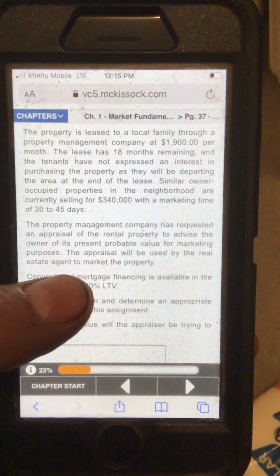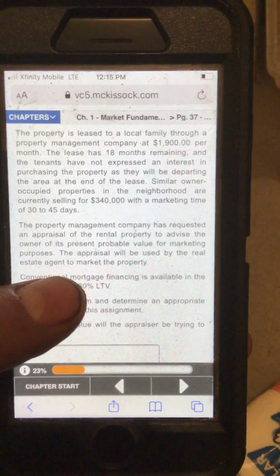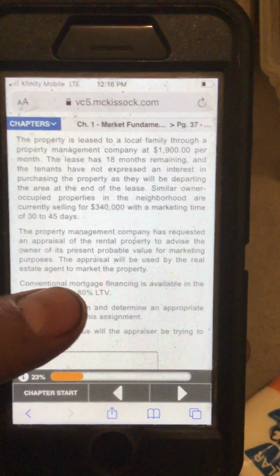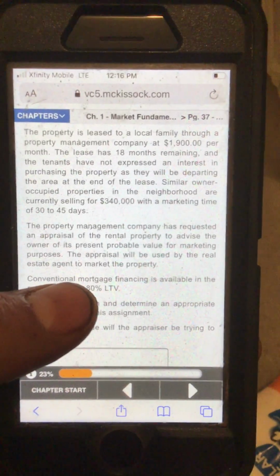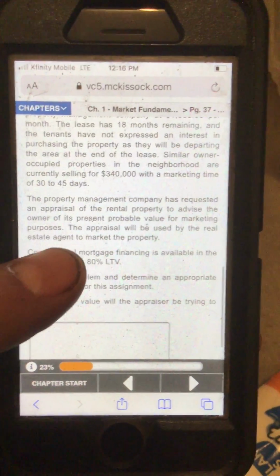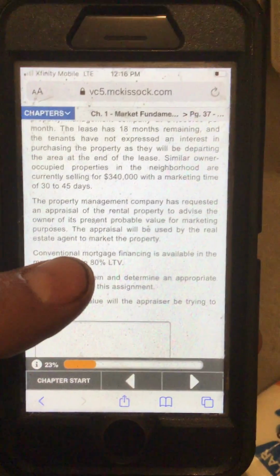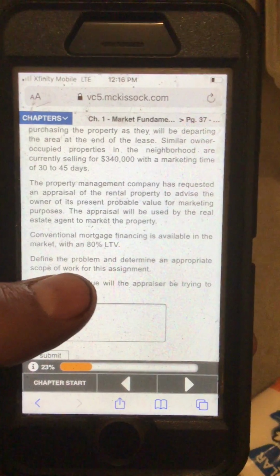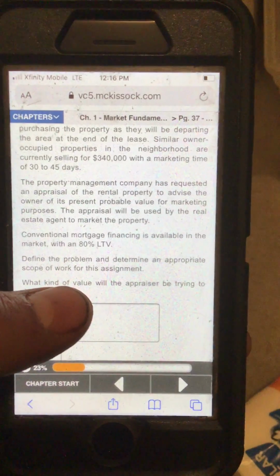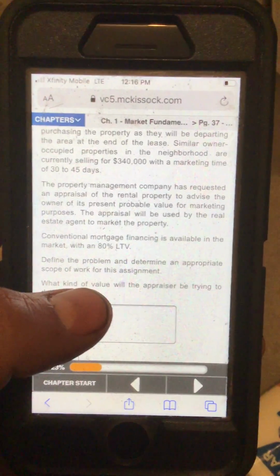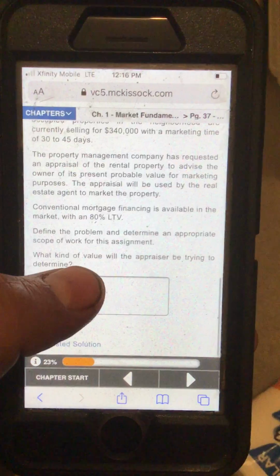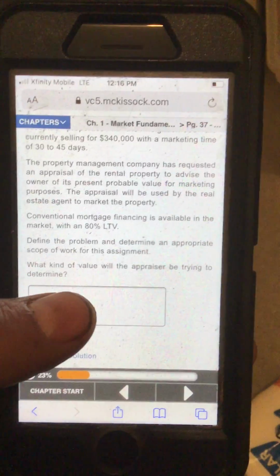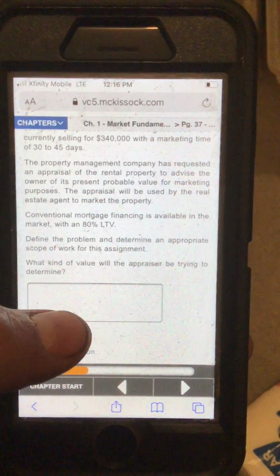The property is leased to a local family through a property management company at $1,900 per month. The lease has 18 months remaining, and the tenants have not expressed an interest in purchasing the property as they will be departing the area at the end of the lease. Similar owner-occupied properties in the neighborhood are currently selling for $340,000 with a marketing time of 30 to 45 days.